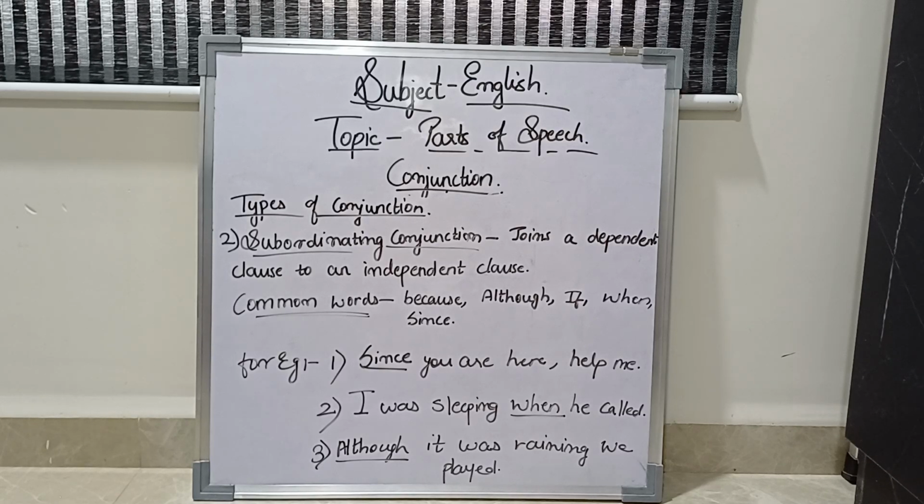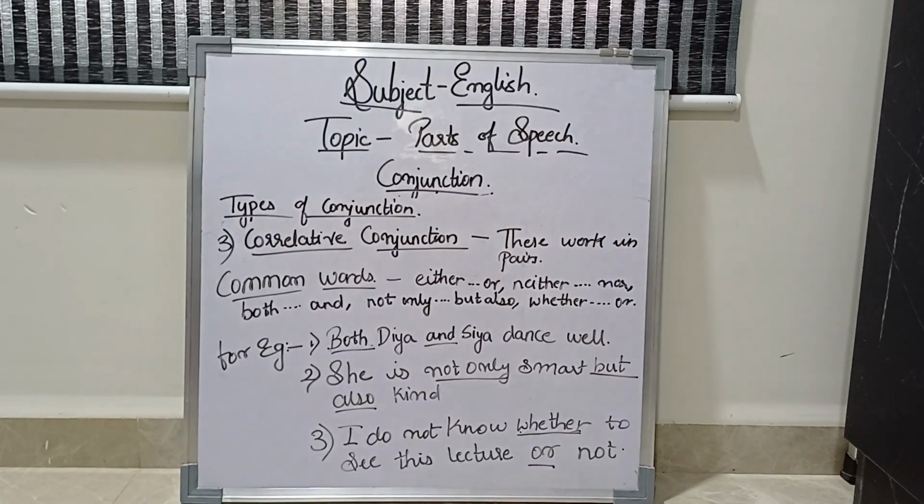So now we will move to the third one, that is correlative conjunctions. So what are correlative conjunctions? These usually work in pairs. A common example: husband and wife. They are life partners. They work in pairs. Whatever will happen, they will be a team. They will not leave each other. So that can be used for correlative conjunctions too.